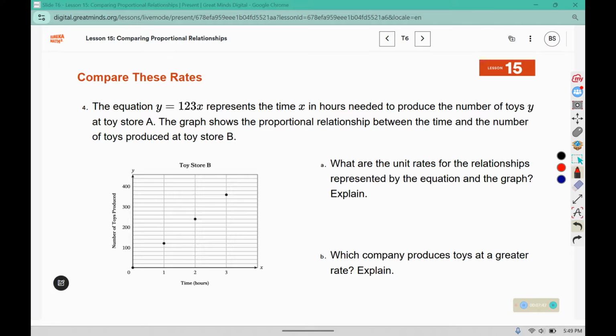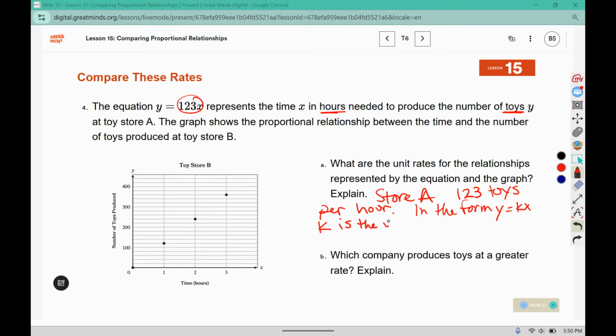So for store A, that unit rate is 123 toys per hour. It's the constant of proportionality in the equation. We worked with equations in this form, y equals kx, a lot in 7th grade, and the k represented that unit rate.